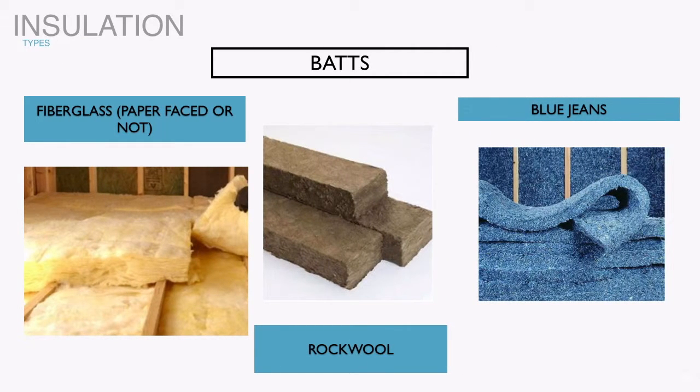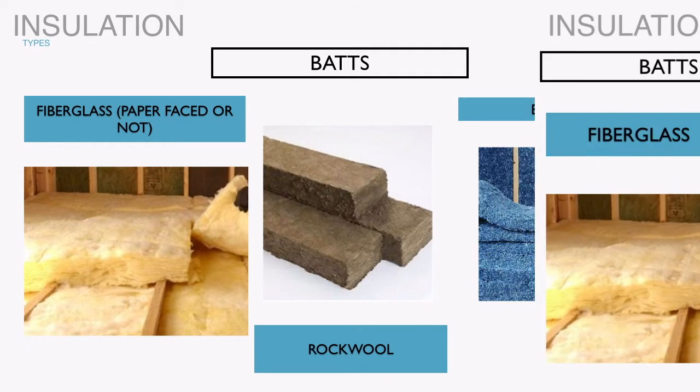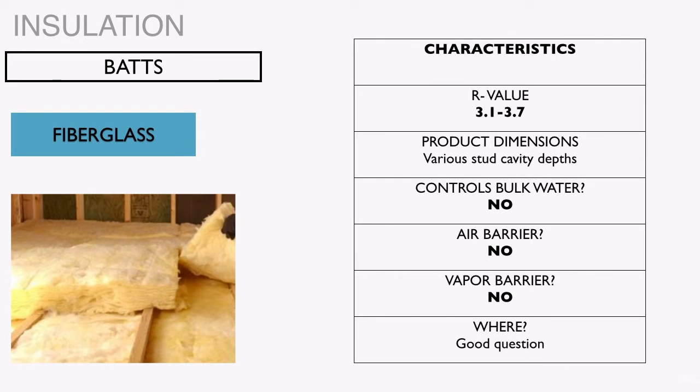Bats, we've got fiberglass, rock wool, blue jeans. Fiberglass has our R value range, same as what we've already been talking about. We've already been through this, it's not functioning as an air barrier. That's the most important takeaway of this. This category of insulation comes in various cavity depths and various densities.